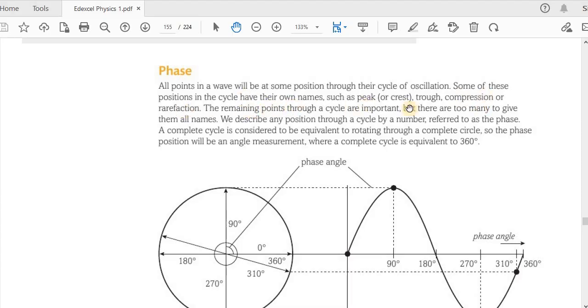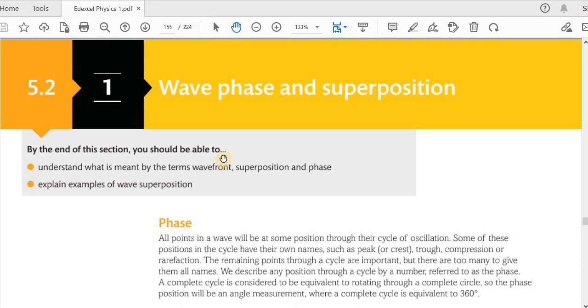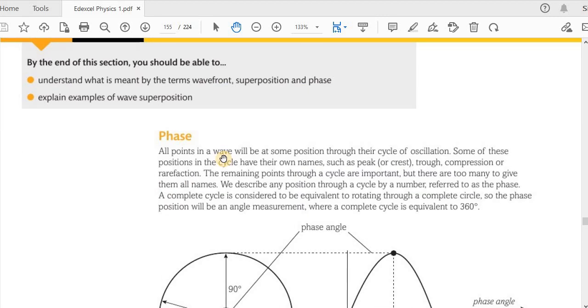Such as peak or crest, trough, compression or rarefaction. In the previous video we saw the compressions and rarefactions. We have compressions and rarefactions in a longitudinal wave. In the longitudinal wave, remember, where the particles were close together is where we have a compression. Where the particles are further apart is where we have a rarefaction. The remaining points through a cycle are important, but there are too many to give them all names.